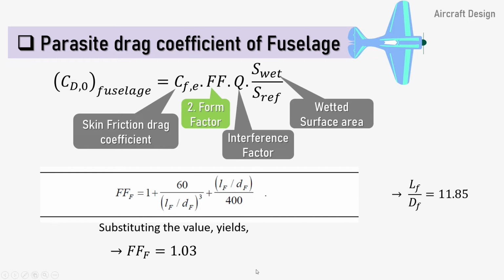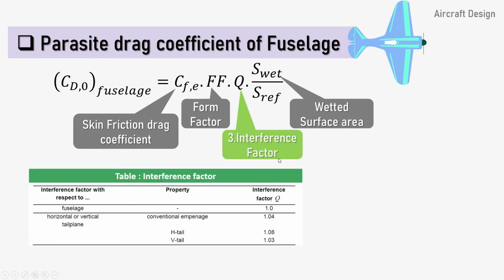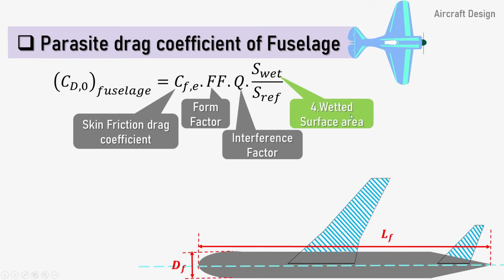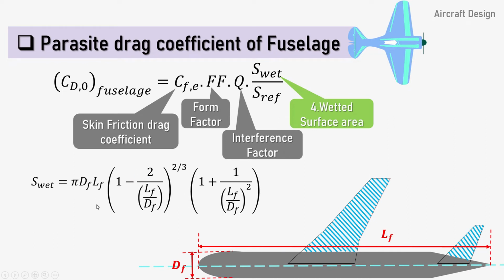Okay, next is the interference factor for my fuselage. Now the value is Q. Based on the table, the Q is considered to be 1. So I will simply consider the Q value to be 1. Now coming back to the wetted surface area of my fuselage. Again I will depend on the formula. Now this is the formula. This formula is also irrespective of any other conditions. This formula is constant for any aircraft.